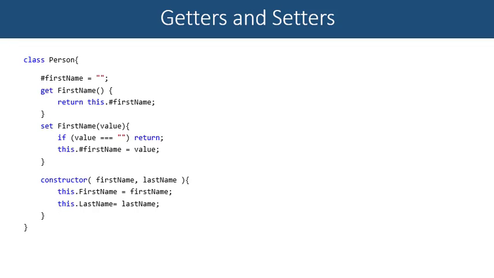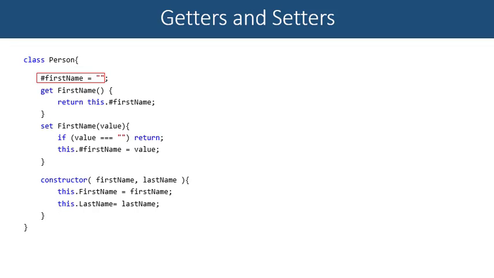What are getters and setters? These are special kinds of methods which are automatically invoked when the value of a property is set or accessed. These are used to validate the values before they are accessed or set. Here in this example, getter and setter methods are written for the first name property.